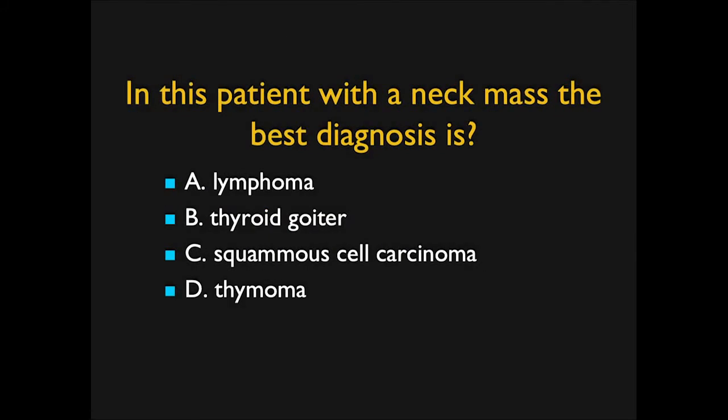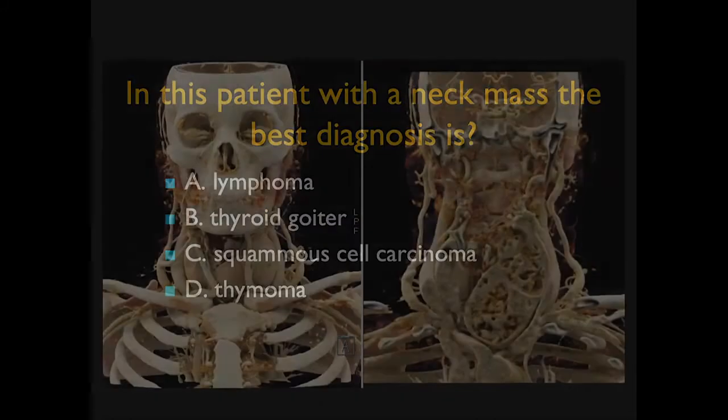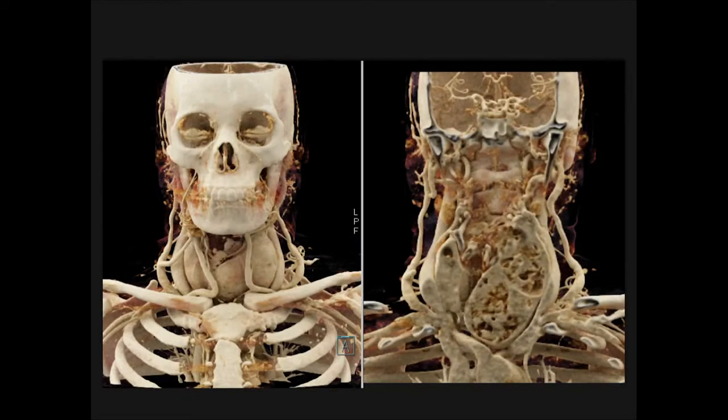This patient had a neck mass. What's the best diagnosis? Two cinematic renderings. Beautiful example, image on your left. Look at the vessels being pushed by the large thyroid gland. That's the thyroid. And you can see when I cut through it beautifully the cystic components, particularly on the left side of the gland. This is a classic goiter.